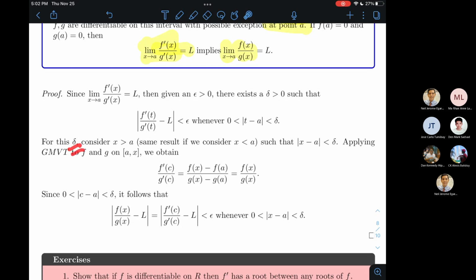So however small delta is, we can always find a number x such that this inequality holds. Kaya nating pumili ng element ng interval, mga x's, na sobrang lapit kay A, to the point that they are within delta distance. Okay?